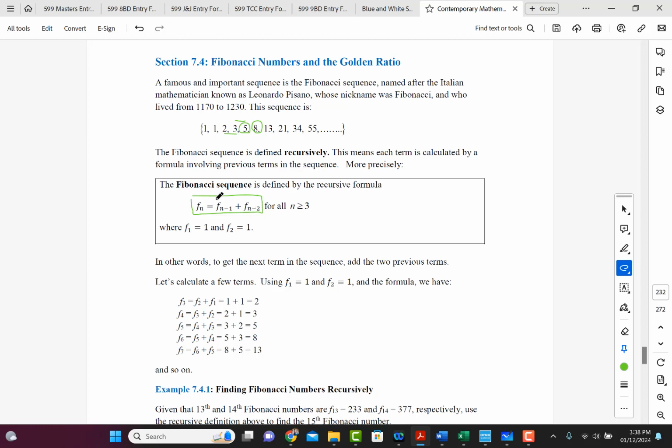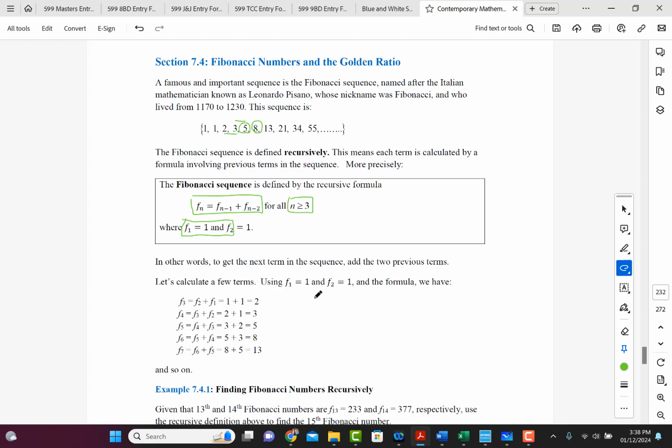So in other words, we're taking the previous two numbers in the sequence, adding them to get the next number in the sequence. And this works for all integers n greater than or equal to 3, where again we define the first two numbers in the sequence equal to 1. In other words, to get the next term in the sequence, add the previous two terms.